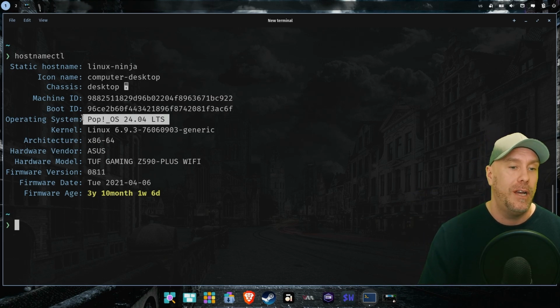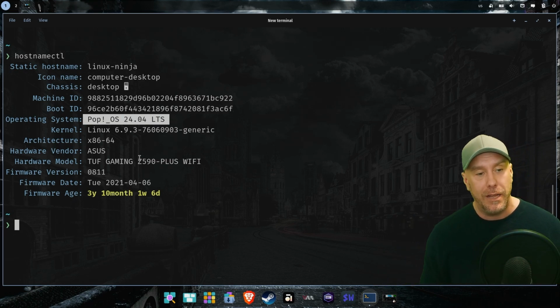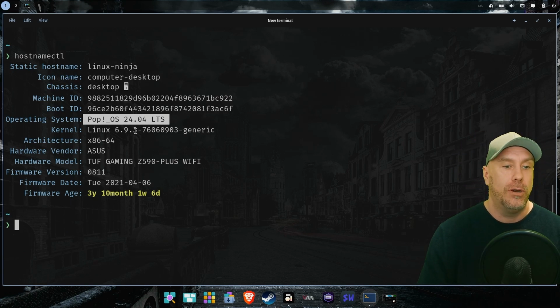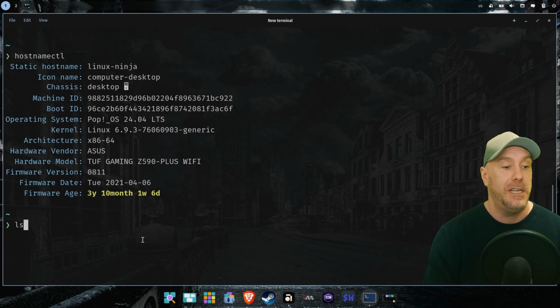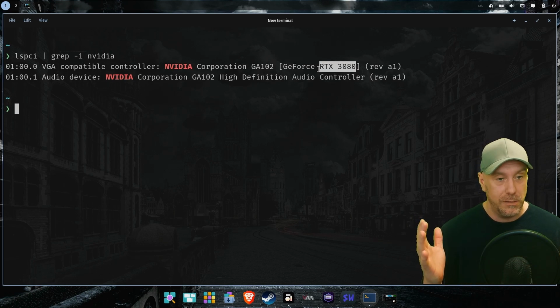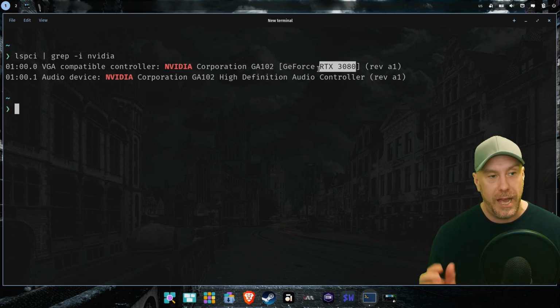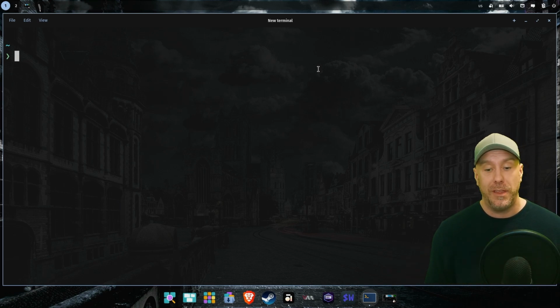So I'm running Pop! OS 24.04. That should probably be the primary candidate for running Cosmic Desktop Alpha at the moment, I guess. Linux kernel. And so let's do lspci, and let's do grep, and let's see. This is the NVIDIA card that I'm running, an RTX 3080. The drivers are installed correctly, no issues with that. So, yeah, that's one of the things that I've been having issues with in the terminal.